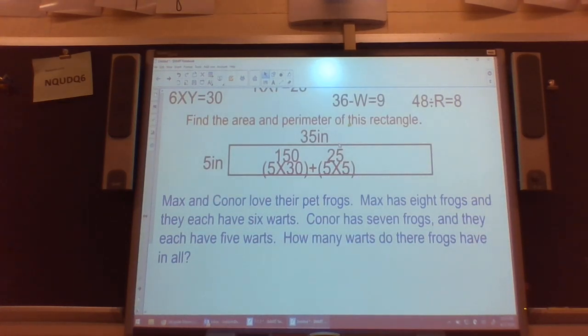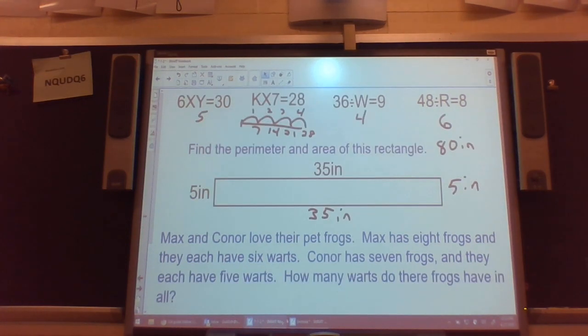So 150 plus 25 is 175 inches, square inches. So my perimeter was 80 inches, and my area is 175 square inches. And I just figured out how my computer is working. Okay.